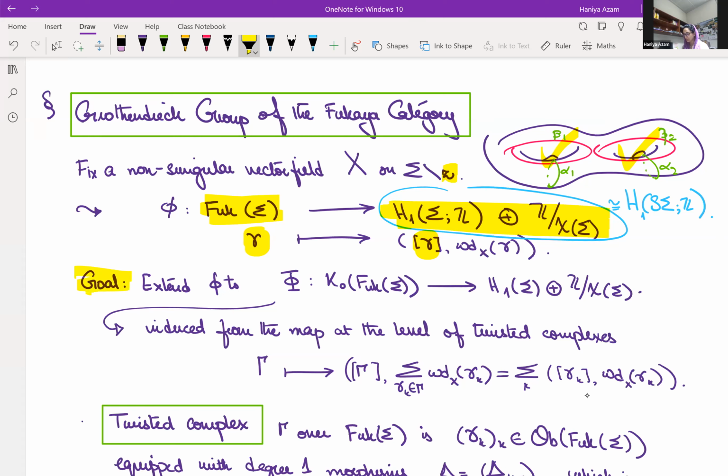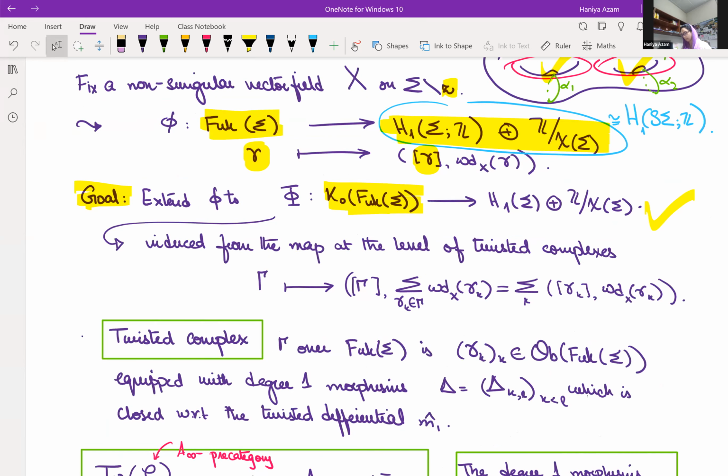So the goal is to extend this to the Grothendieck group of the Fukaya category. And in fact, when you extend this, you can show that this is an isomorphism. We need to derive the Fukaya category using twisted complexes. I'm not going to go into too much detail, but we want to extend it to such a map. You have a complex of curves, which means you have a bunch of curves, and you take the class of that bunch of curves and their winding numbers. It's additive, so you take each curve's class and winding number and sum them up.